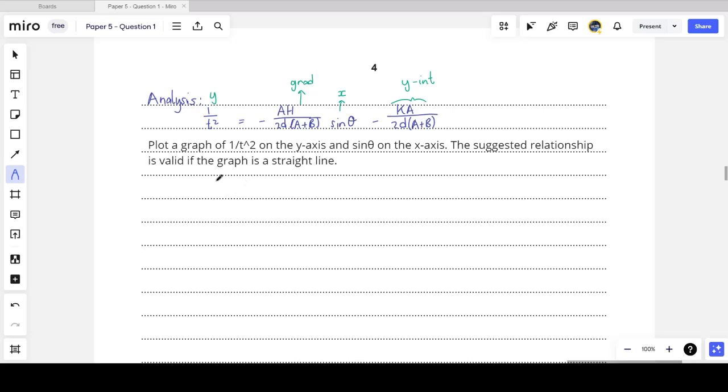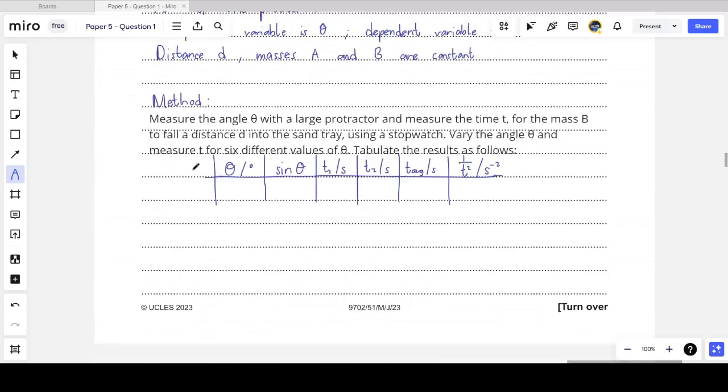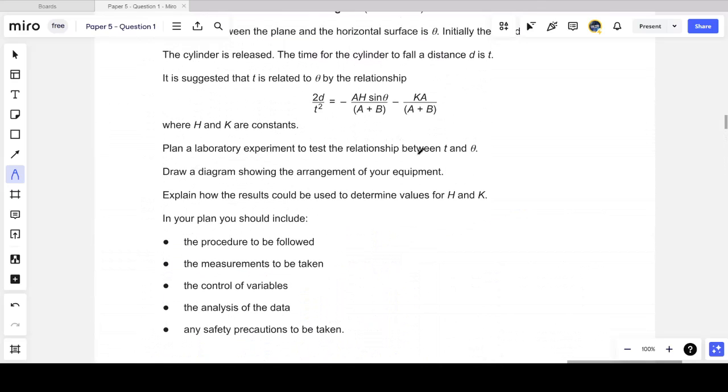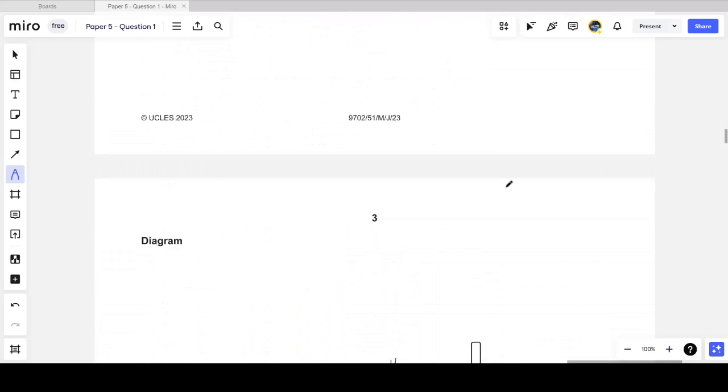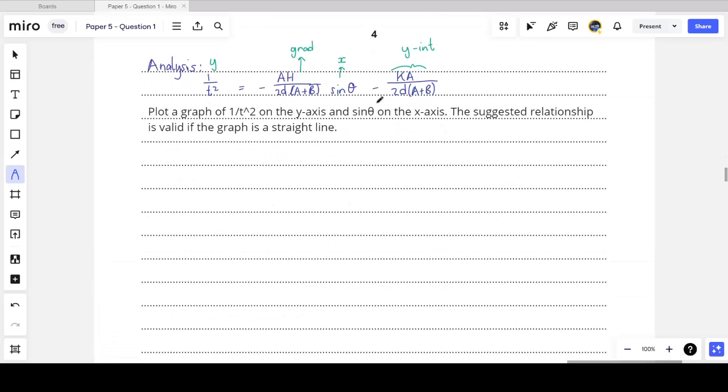So what I need to do now is, they asked me specifically, mathematically, can you tell us how we're going to find values for h and k, these two constants? Well, I can use the graph that I draw once I have my values of 1 over t squared and sine theta to actually find k and h. A and b are known, and we'll see later on how we get to know them. But the gradient, like I've mentioned above, gradient is equal to minus AH divided by 2D into A plus B. How does this help me?